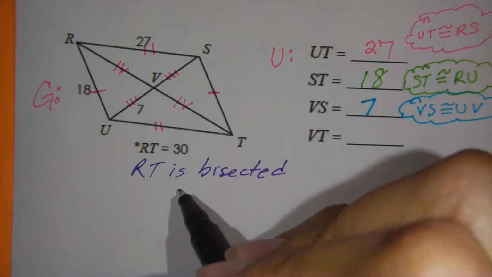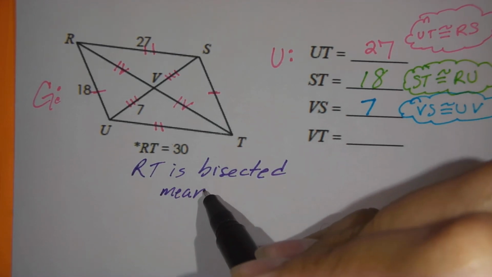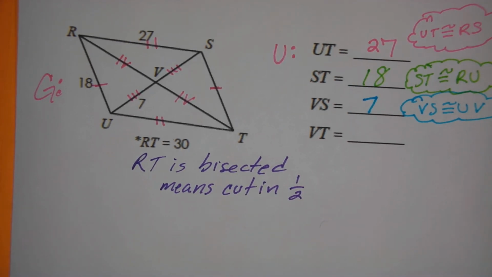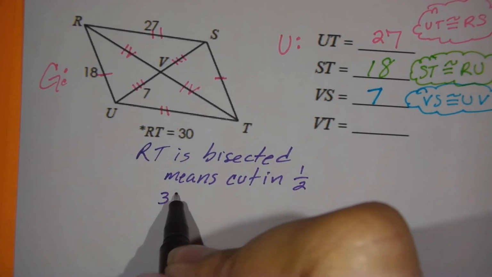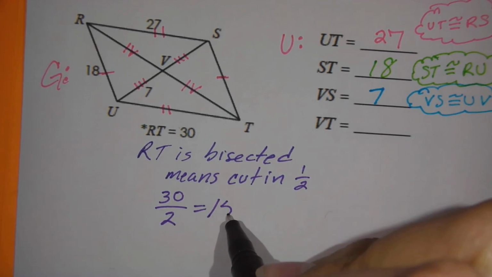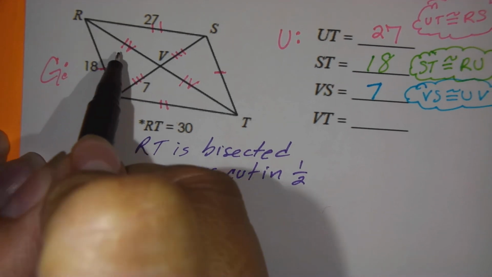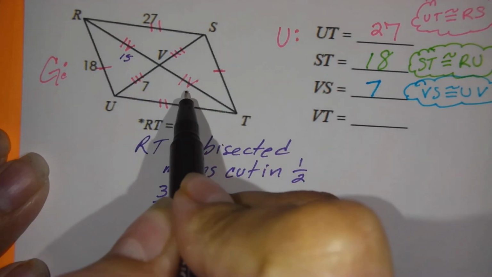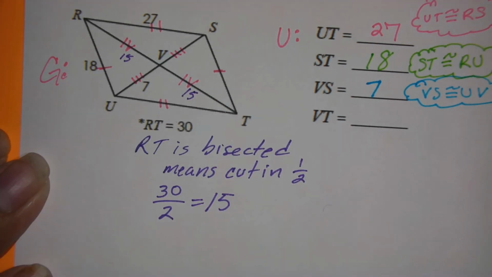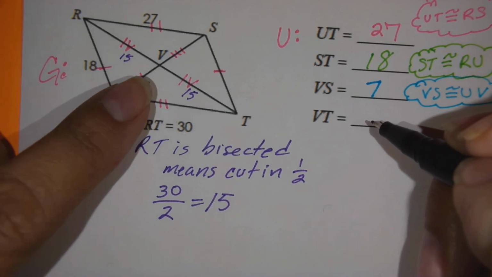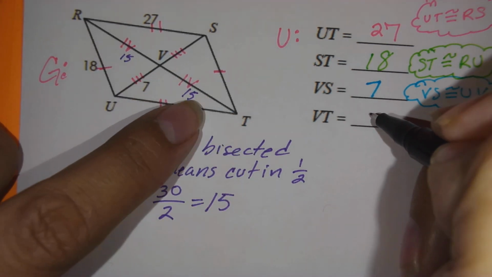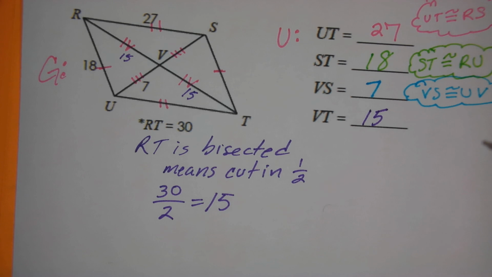Which means cut in half. So what's half of 30? I'm going to take this 30 and divide it by 2 because it was divided into 2 equal parts, which gives me 15. Which means this bad boy right here is 15 and this bad boy is 15. So 15 and 15 will give me this 30. So VT happens to be just one piece of the entire diagonal. So that means VT is 15.